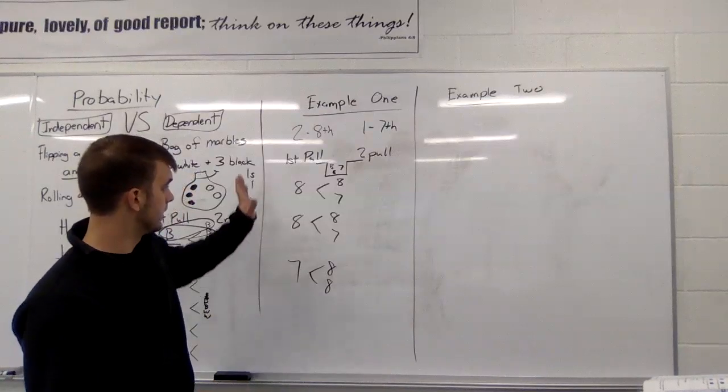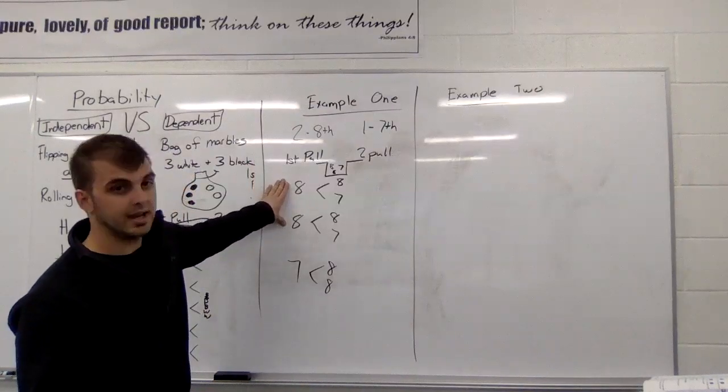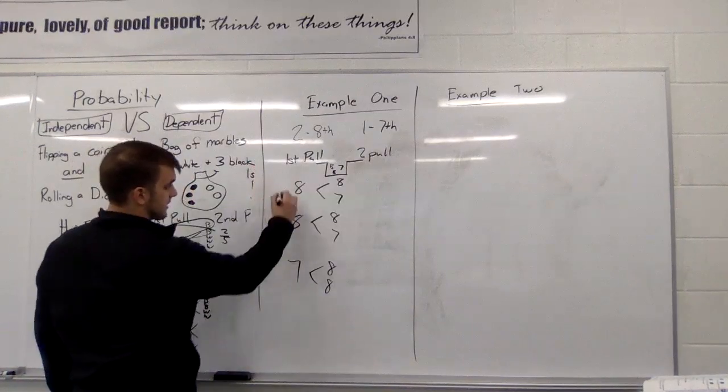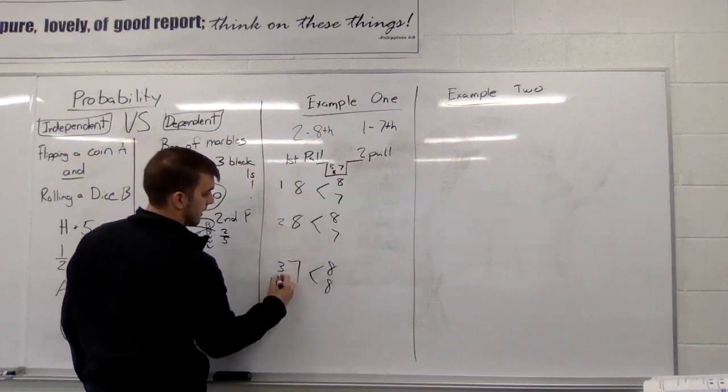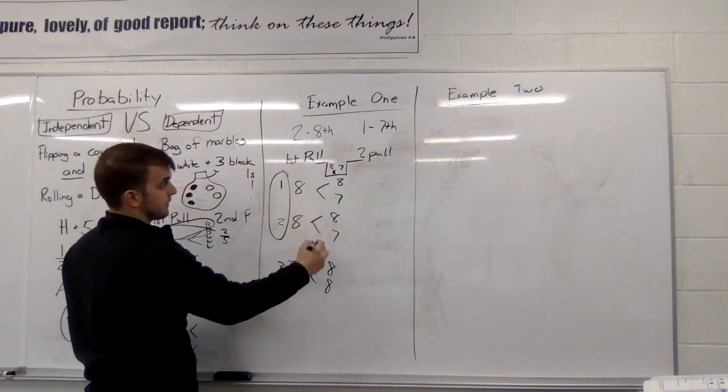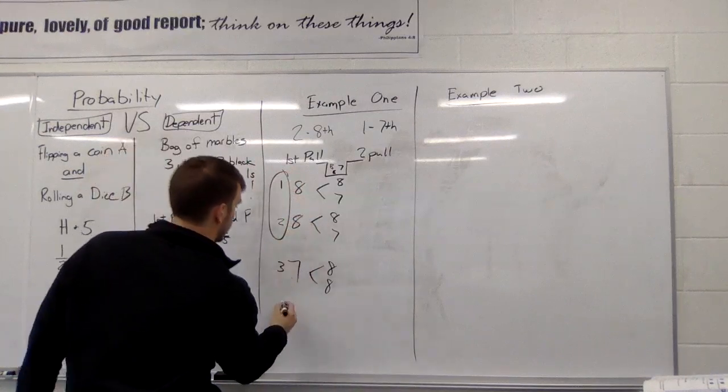So if you look here, the first pull needs to be an 8th grader if you want 2 8th graders to go. So how many possibilities? There's 1, 2, and 3 possibilities. 2 of them are 8th graders. So on the first pull, I'll write this down here.